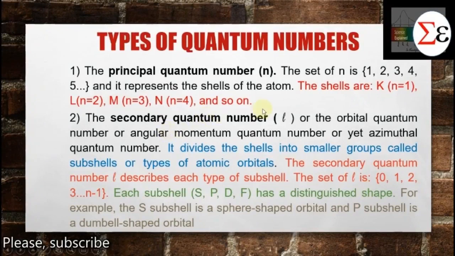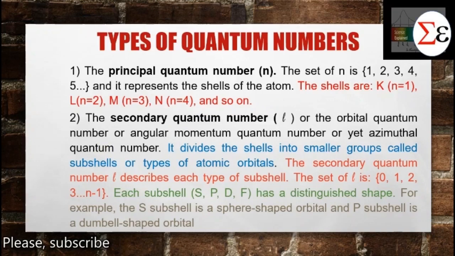The secondary quantum number L, or the orbital quantum number, or the angular quantum number, or yet azimuthal quantum number, divides the shells into smaller groups called subshells, or the types of atomic orbitals. The secondary quantum number L describes each type of subshell. The set of L is a set of discrete numbers beginning with 0, 1, 2, 3, until n minus 1.